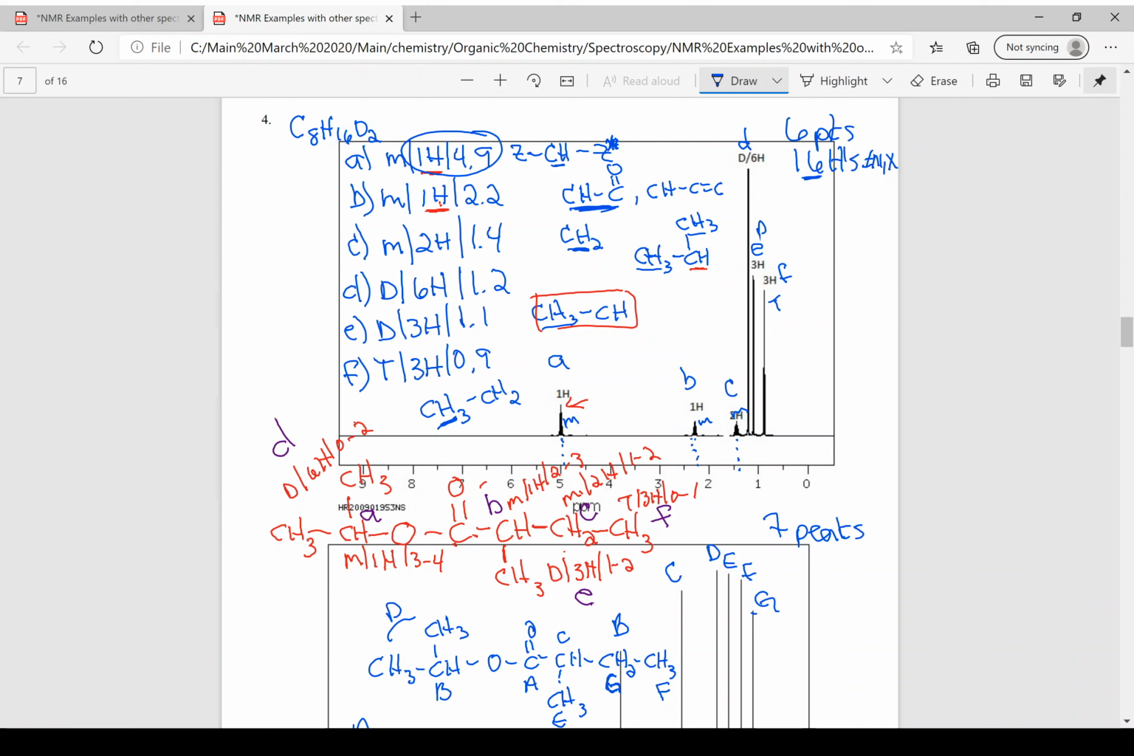And that's how you would go through a more complicated one, but notice I didn't start with the proton NMR. I kind of had to have the information from all the pieces.